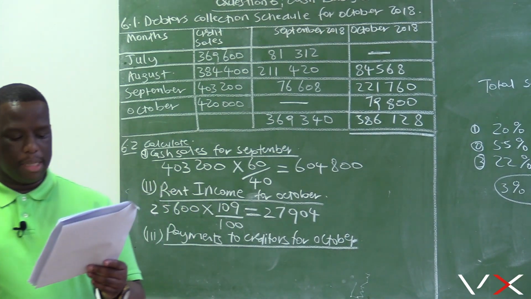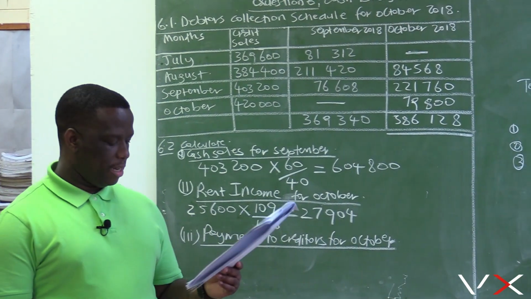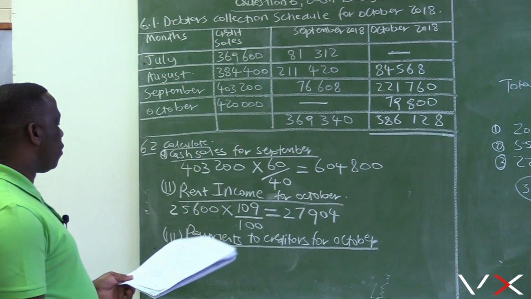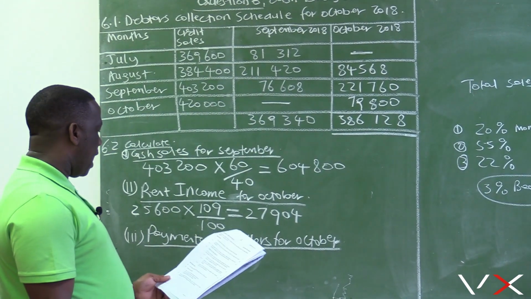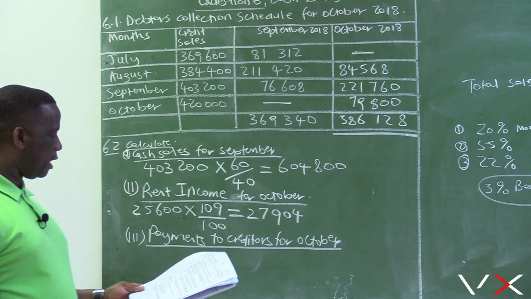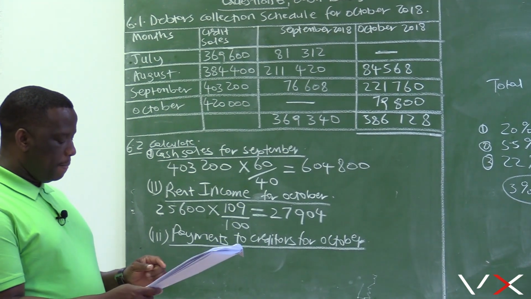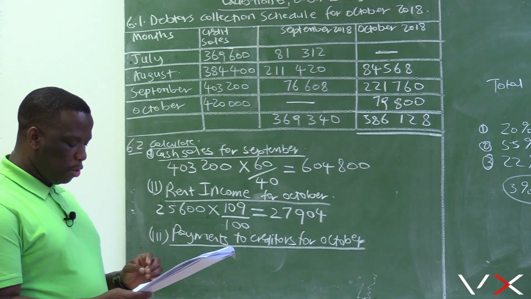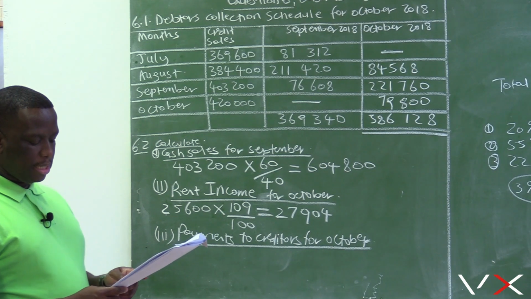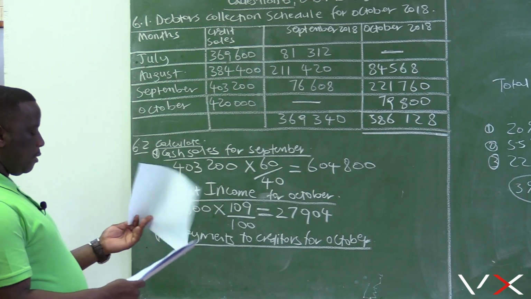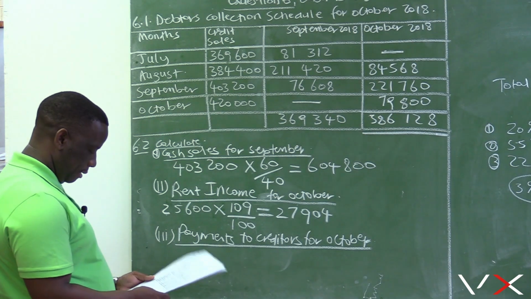Creditors are paid in the month following the month of purchase. So we just have to look at the credit purchases for September, because we want to find out how much we are going to pay to the creditors in October. For the credit purchases for September, we are told that stock sold is replaced in the month of sales, and 50% of purchases are on credit. So let's go to our September sales.